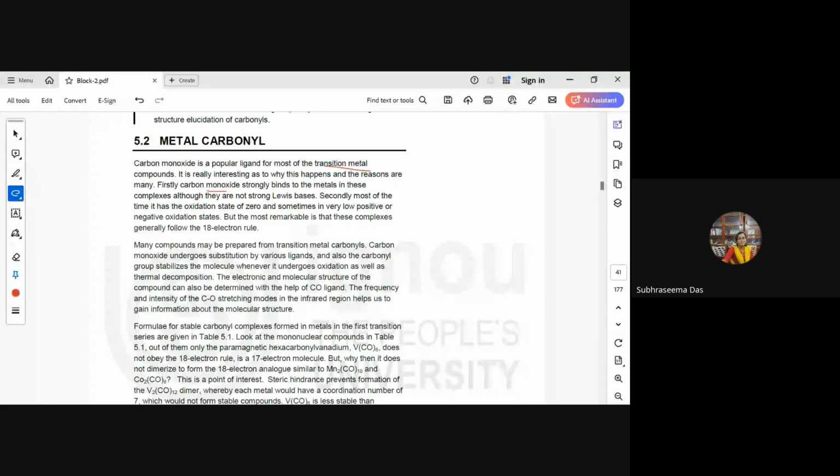This CO binds very strongly to these metals even though it is not a strong Lewis base. Secondly, most of the time the metal has an oxidation state of 0, and sometimes a very low or negative oxidation state. But one of the most remarkable features is that the carbonyl complexes that are formed usually follow the 18 electron rule.